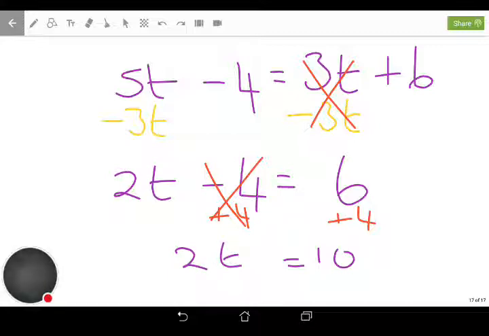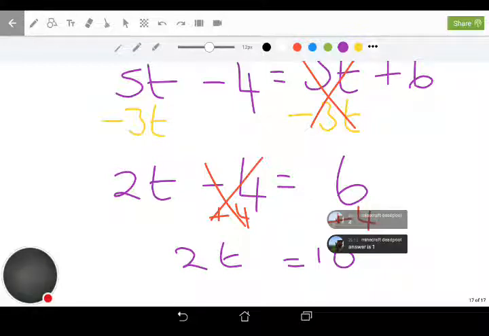We've not really finished it yet. We don't want 2t, we want t on its own. So you've got to remember to do that last step as well. Now, 2t is 2 times t. And the opposite of times is divide.